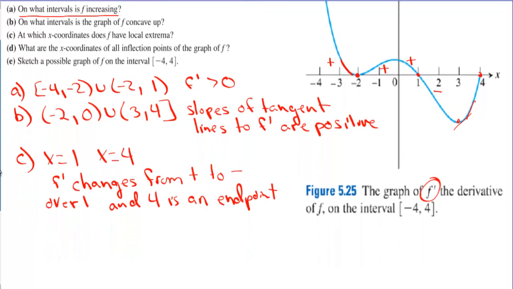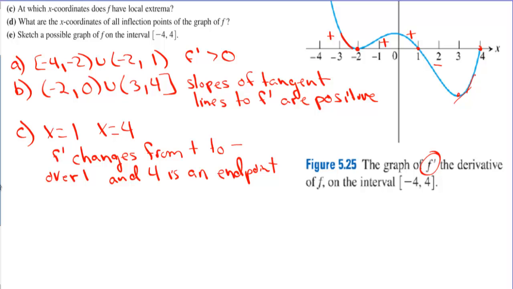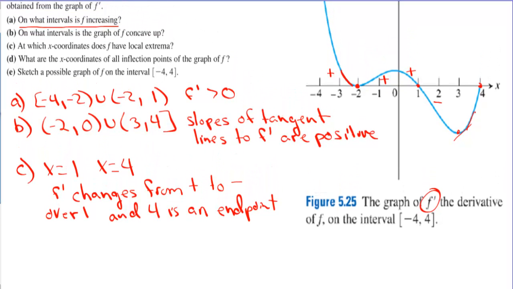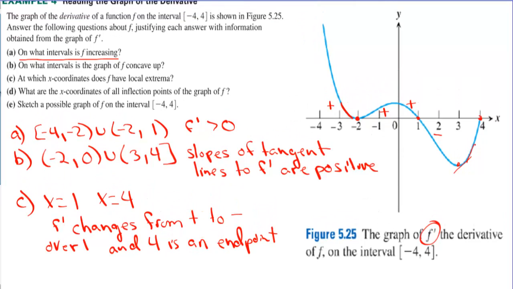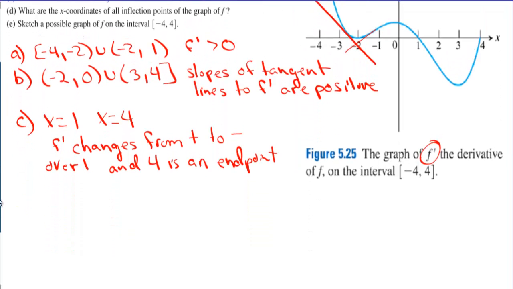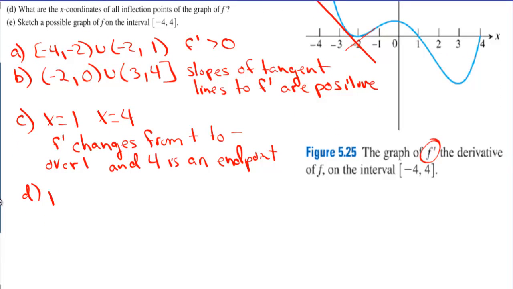Letter D, what are the x-coordinates of all inflection points of the graph of f? Well, that's where the second derivative changes signs. And the second derivative on this graph is the slope of the tangent lines. So we're looking at where the slope of the tangent lines are changing signs. So I have slopes of negative here, and then across 2, I have positive. So there's a point of inflection at 2.